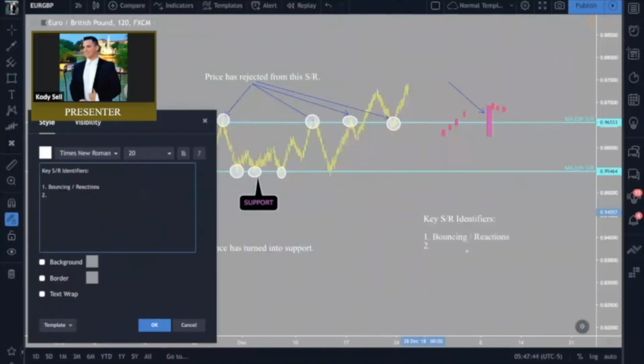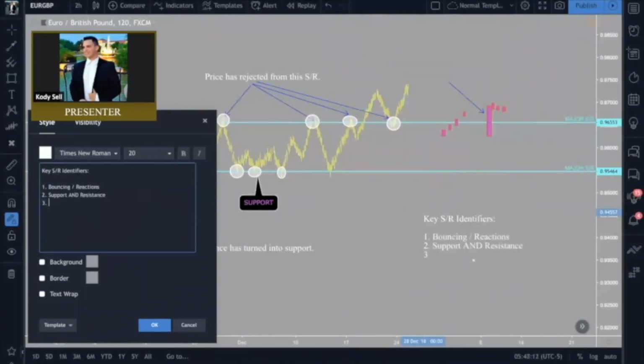The second key identifier for support and resistance is that you want to see that support become resistance, or that resistance become support. So you need to see that not only will a level act as support, not only will it act as resistance, it will act as both support and resistance. That tells you that that is a reliable S&R level. It's an important key barrier in the market.